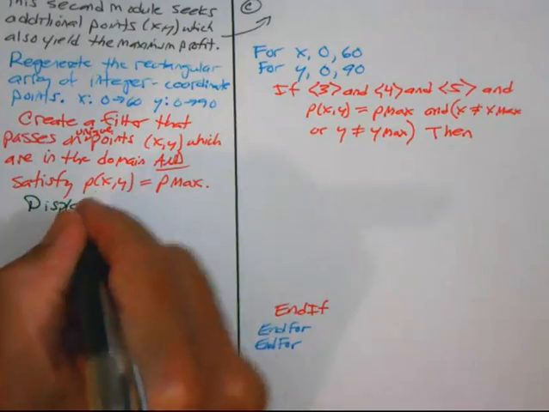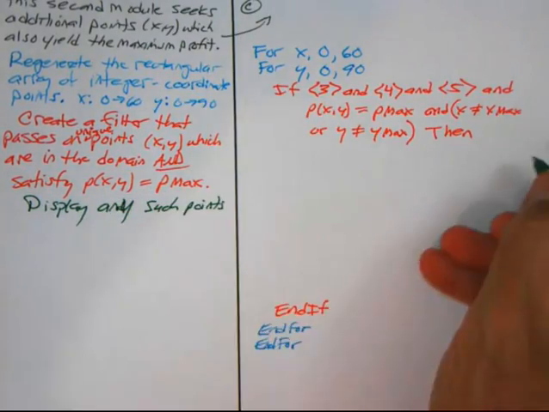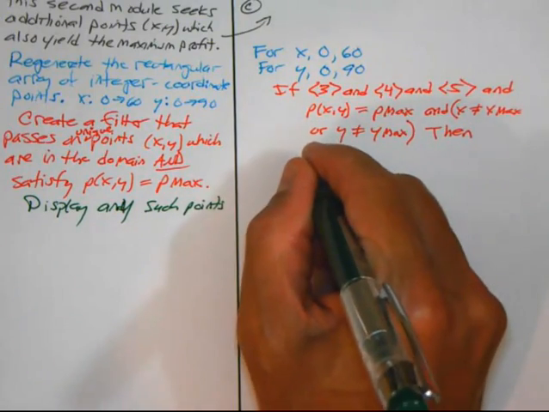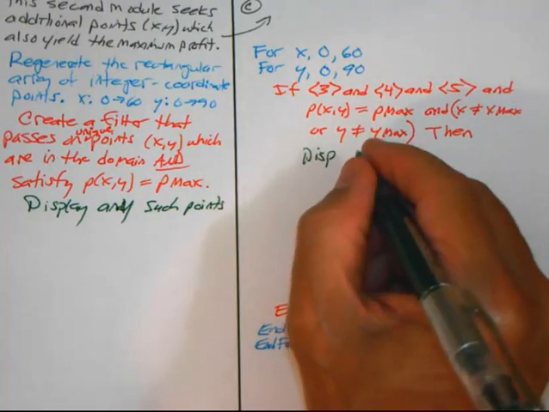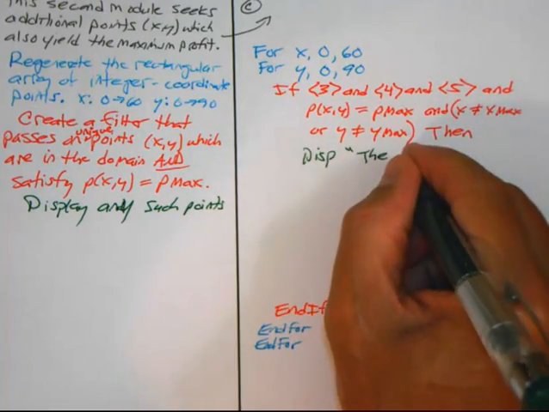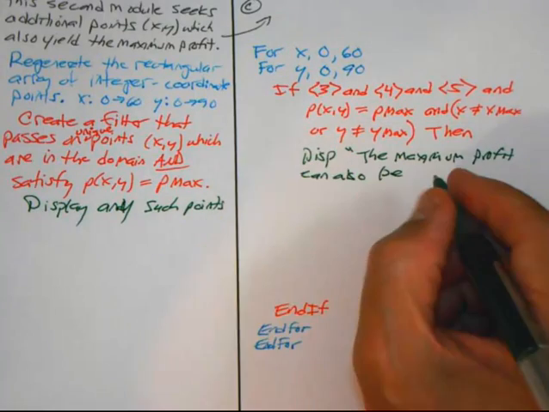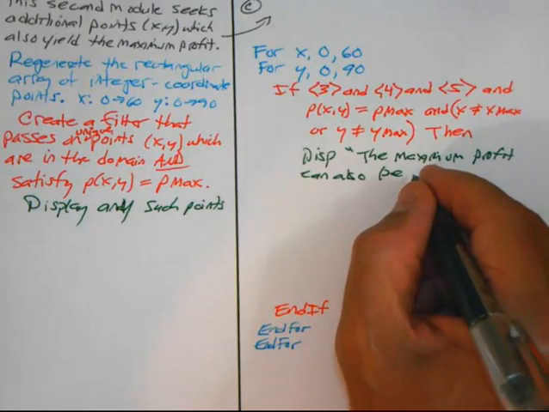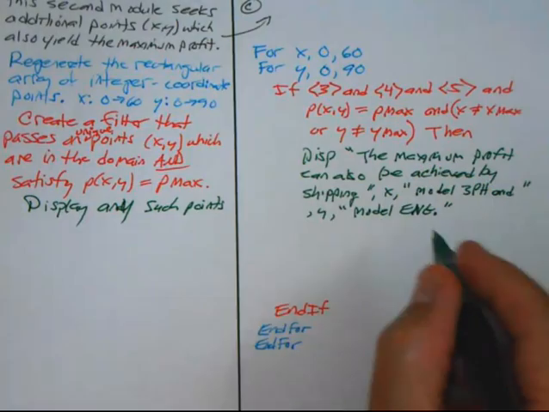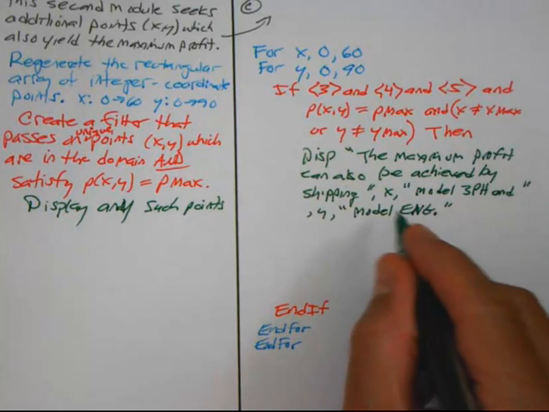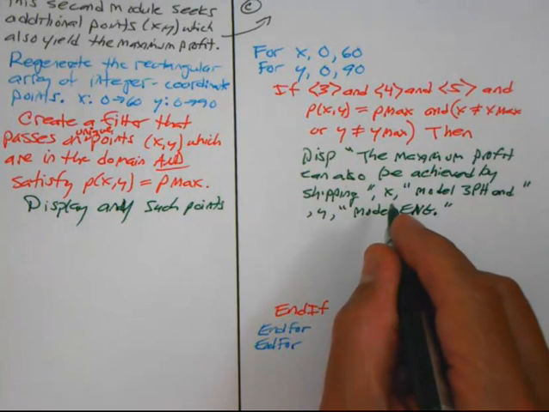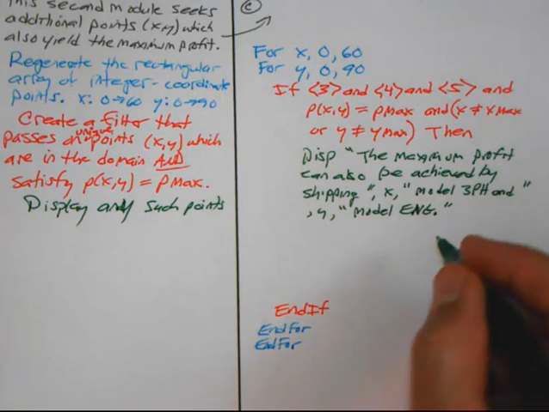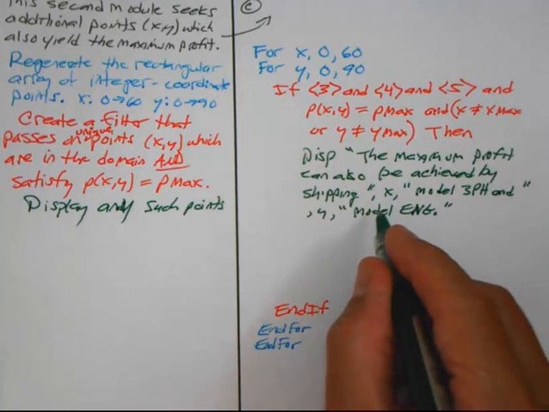So we could here have display any such points. And so here in the then, after the then, we could have here a display command, and we could have a sentence such as, the maximum profit can also be achieved by shipping X model 3PH and Y model ENG. Okay, so display something like that, this sentence here, with the report out of the discovery of X and Y. And this will just keep on making this sentence recur with any such X and Y's that get discovered.